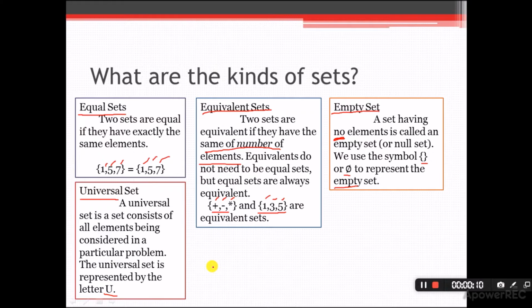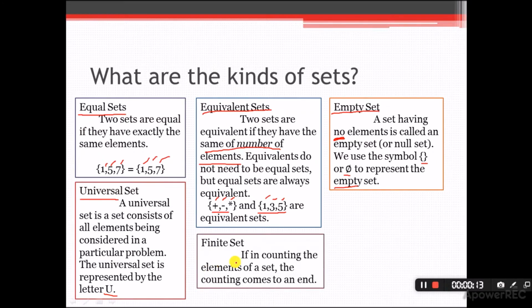The next one is the finite set. Now, what is a finite set? If in counting the elements of a set, the counting comes to an end. There's an end. Example, when we count how many nails we have in the body.